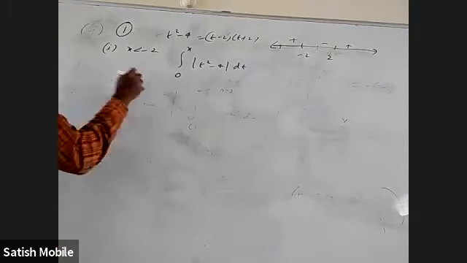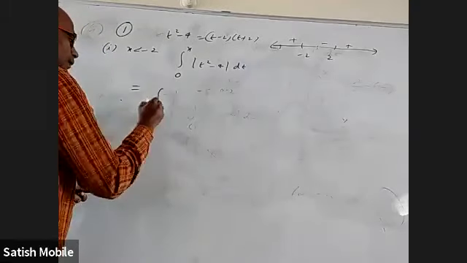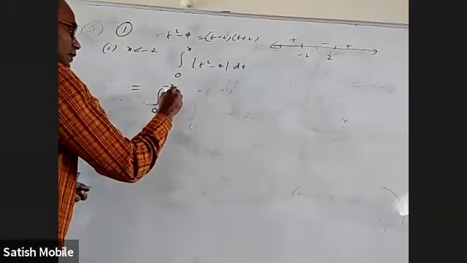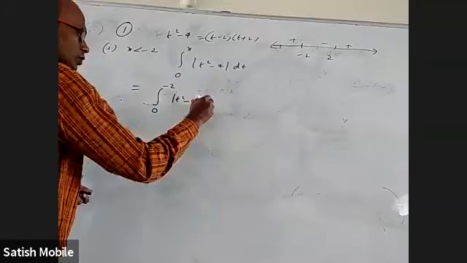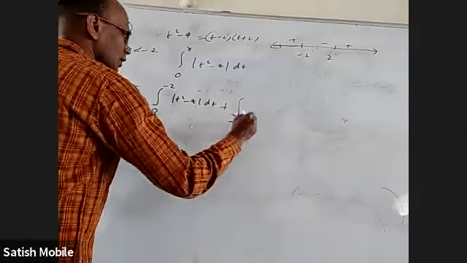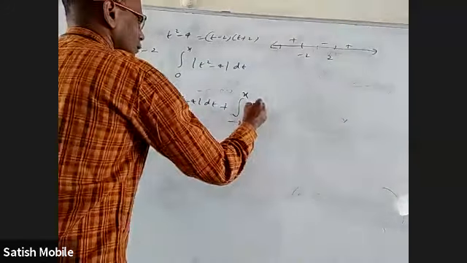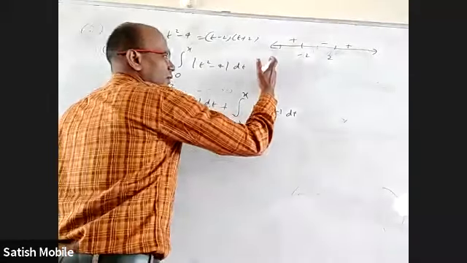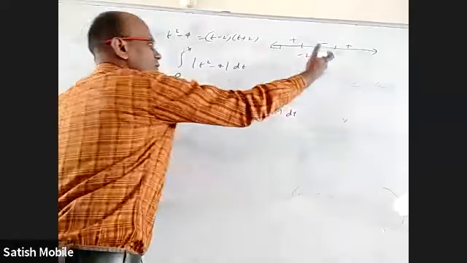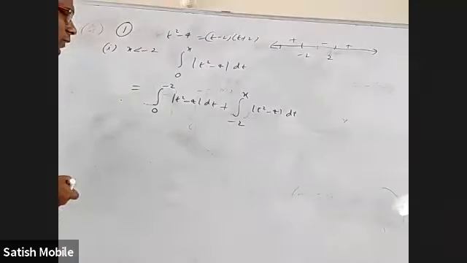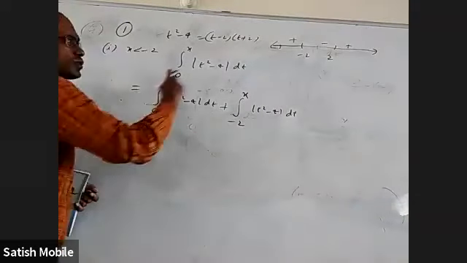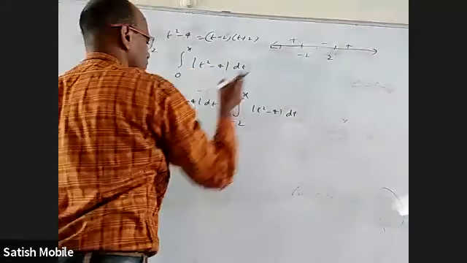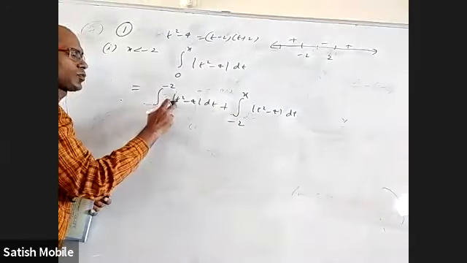Okay, so this is the integral from 0 to -2 of mod t square minus 4 dt, plus the integral from -2 to x of mod t square minus 4 dt. Normally we do integration from left to right, but here we are going from 0 backward to x, but it doesn't matter. Between 0 to -2, we can see it is negative. Or you can take an example, take -1, it is negative.